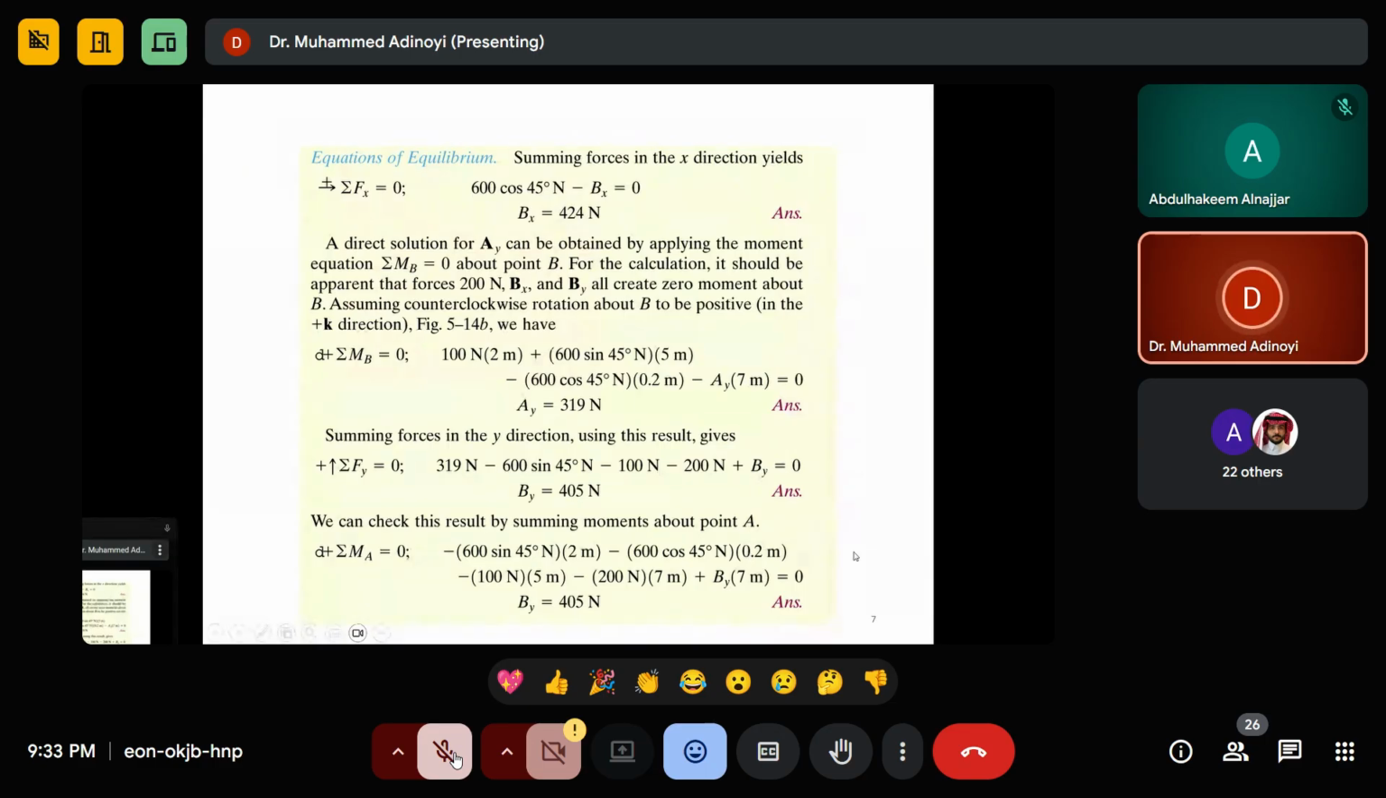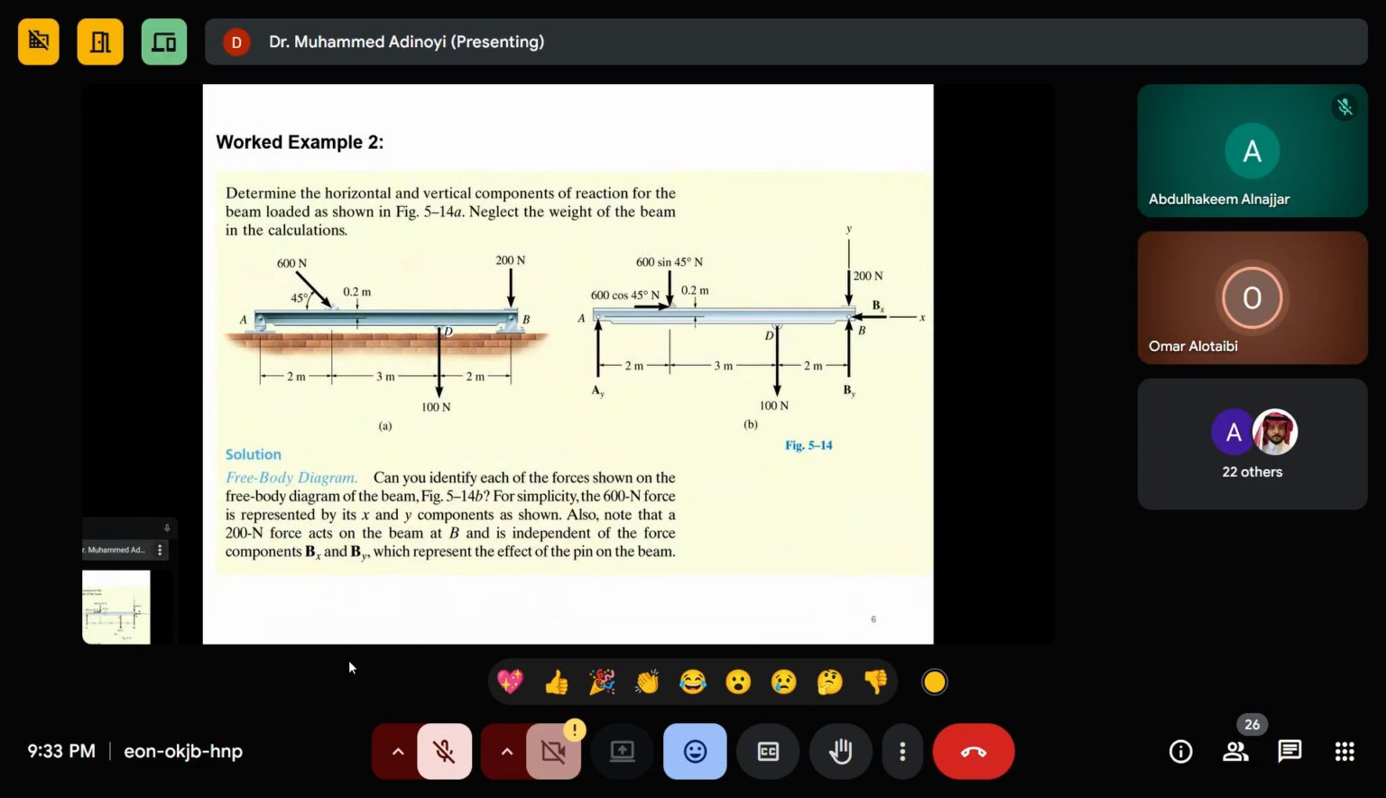Yes, any question? Who wants to ask a question? I have a question, teacher. Doctor, regarding the x-axis for the cosine, can you go to the picture? Regarding the 600 Newton at 45 degrees, it's going right with regard to the x-axis. How is it negative? You mean here, right? Yes, here exactly, 600 cosine 45.